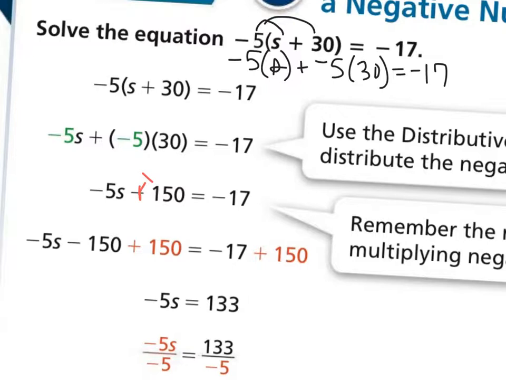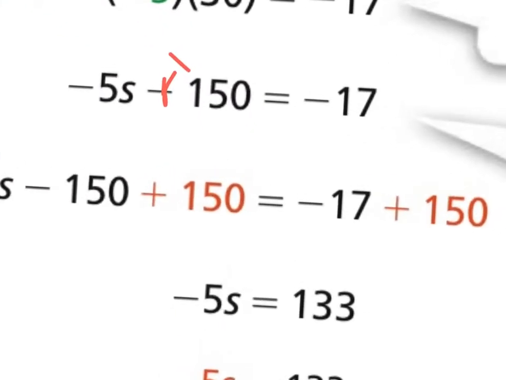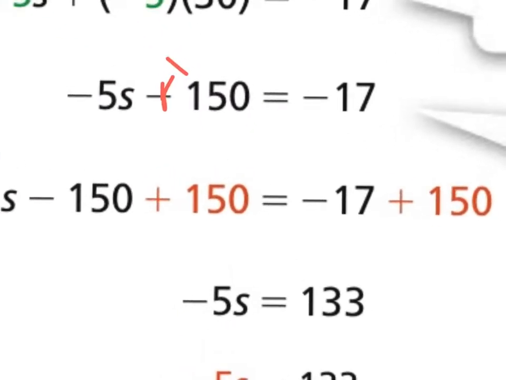If we have plus negative 150, we say we're adding negative 150. We subtract negative 150. What happens if we subtract a negative 150? We might want to do what? Add the opposite. So subtracting a negative 150 is actually the same thing as adding a positive 150 if we add the opposite there. So adding a positive 150.